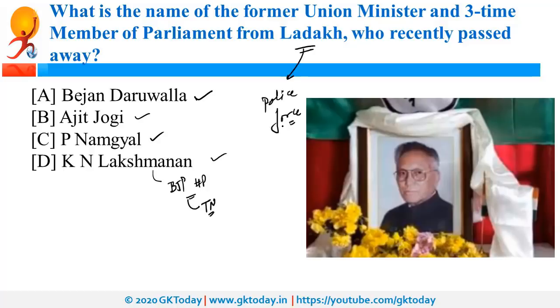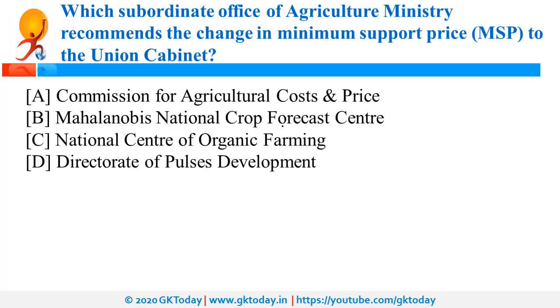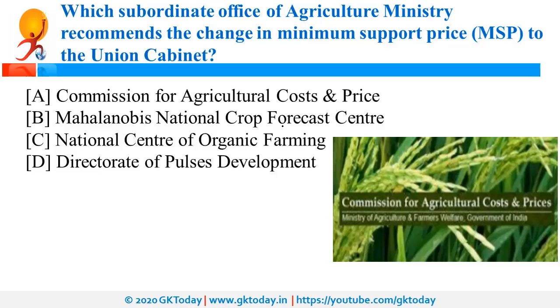Now recently Ladakh was also in news as Ladakh got its separate police force. Next question is, which subordinate office of Agriculture Ministry recommends the change in MSP to Union Cabinet? MSP stands for Minimum Support Price. So this is recommended by CACP, that is Commission for Agricultural Cost and Price. So CACP is an attached office under Ministry of Agriculture and Family Welfare, and the CACP recommends regarding MSP, and the final decision regarding MSP is taken by CCEA, that is Cabinet Committee on Economic Affairs, and this committee is headed by Prime Minister of India.